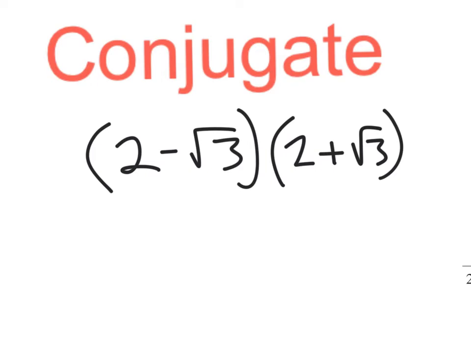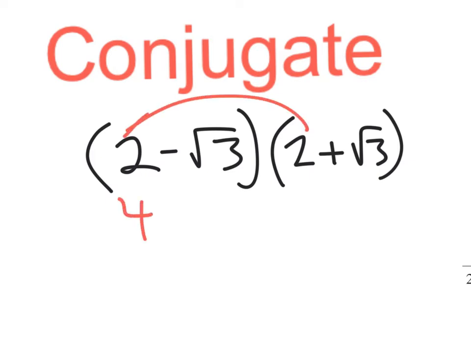If we don't, there we go. This is the conjugate of that. Okay? And we also showed that when you multiply a binomial with the radical in it times its conjugate, the radicals end up disappearing and you get a nice beautiful number. Let me show you that one more time.